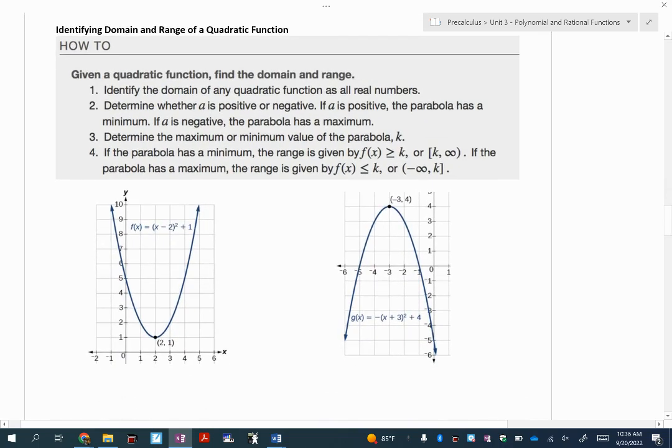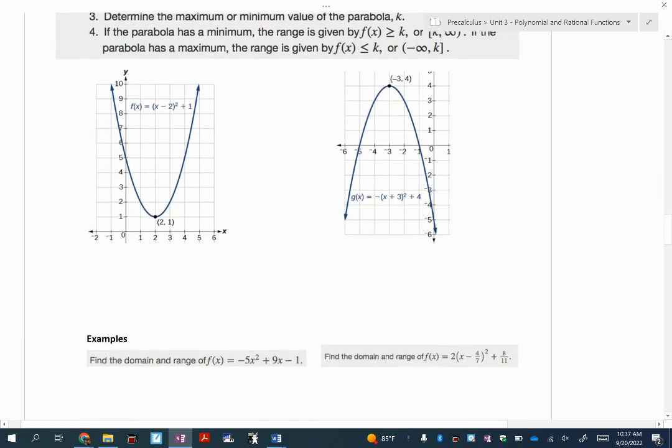All right, so domain and range. Domain is the simplest. The domain of a quadratic function is always all real numbers. So you'll see I'll always put the domain and range as negative infinity to infinity. Now the range is a little bit different, right? I'll show you here, right?